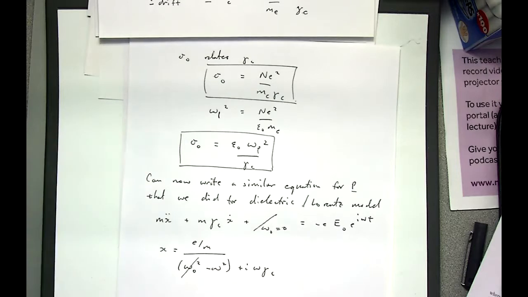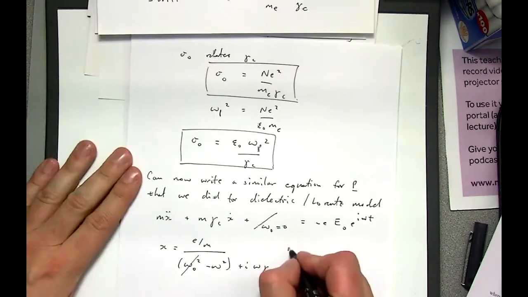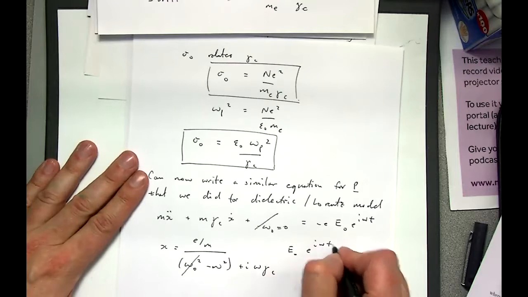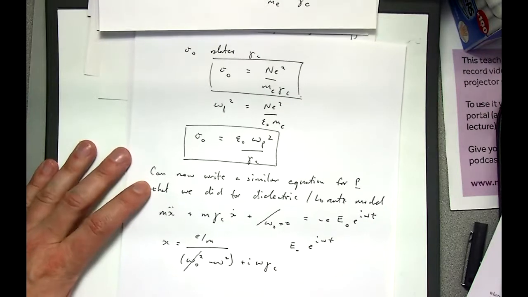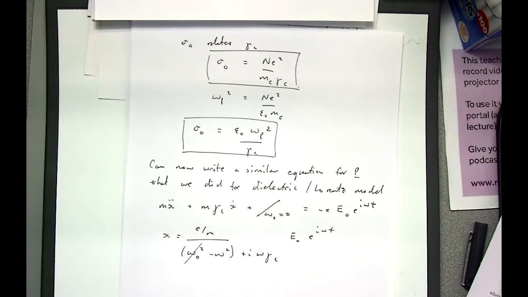Previously in the dielectric we had a restoring force and a characteristic frequency, but in this case we don't have that, so that term disappears in the expression for the motion of the electrons. So I look at this and I think, okay, that's my solution for the motion of the electron, that's its position x due to the action of an oscillating electric field.